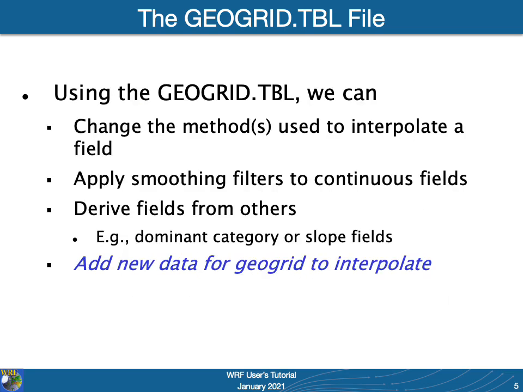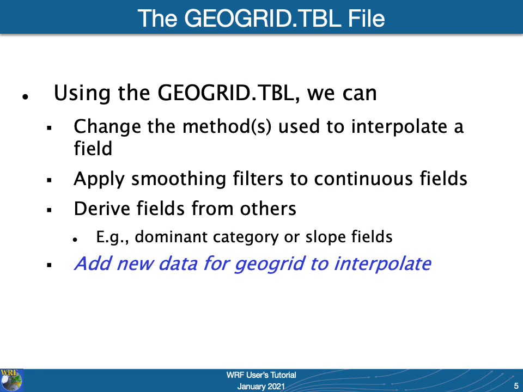So thinking back to the entry in the previous slide, we can use the GeoGrid.TBL to do a few things. We could obviously go in and make changes to the interpolation scheme that's used for a field just by changing the setting of that interp option keyword. If you check in Chapter 3 of the User's Guide, you'll see that there are different keywords to apply smoothers to continuous fields. This can be helpful, for example, to smooth out high wave number components of the terrain field that's used by the model.